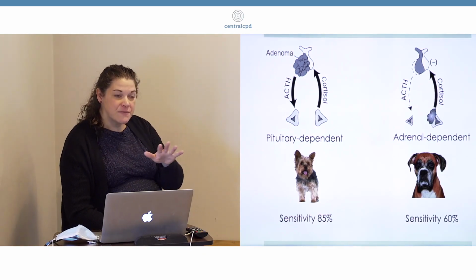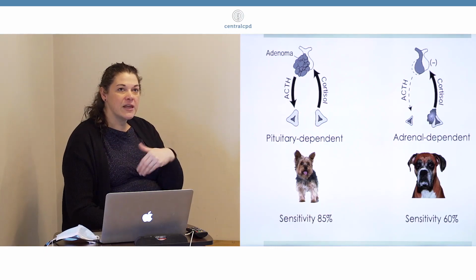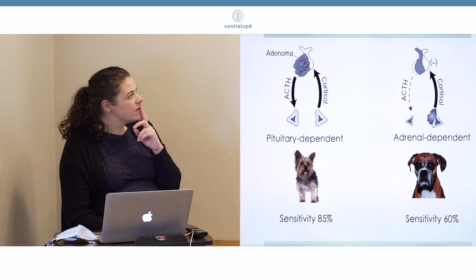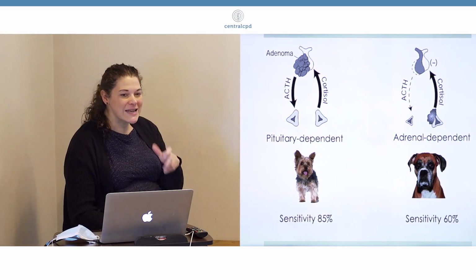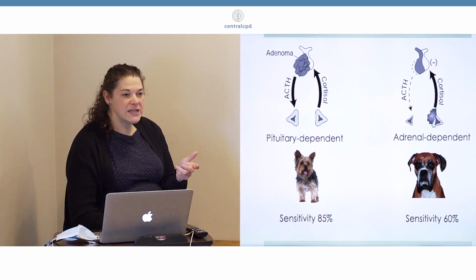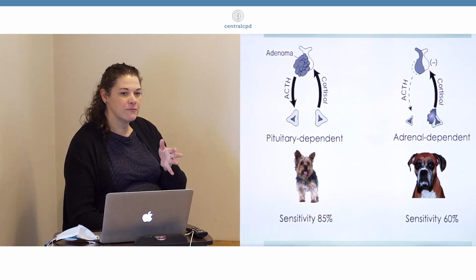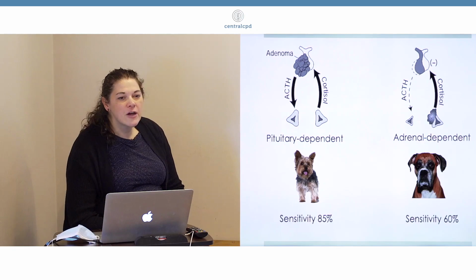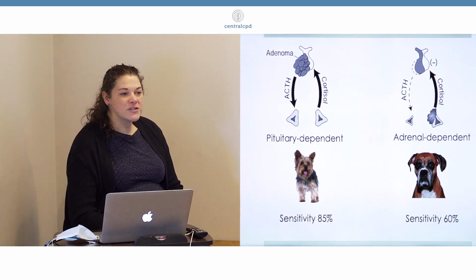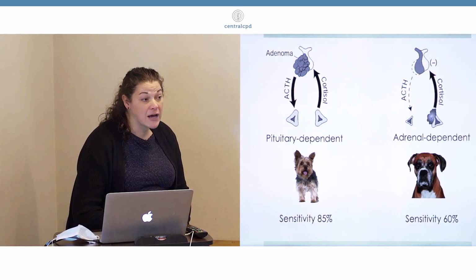So as you mentioned, there's a difference in the likelihood of pituitary or adrenal Cushing's depending on the size of the patient, okay? So if you have a dog less than 20 kilos, there's an 85% chance it's pituitary. If you have a dog more than 20 kilos, 50-50, okay? So it's fairly unusual to see a Yorkie with adrenal Cushing's, right? But in a boxer, pituitary and adrenal, half-half.